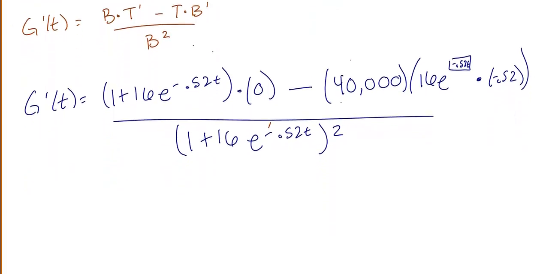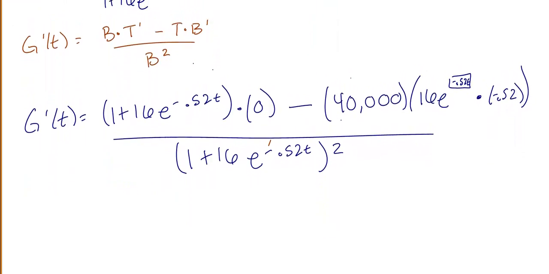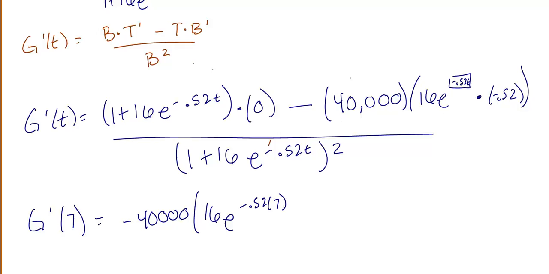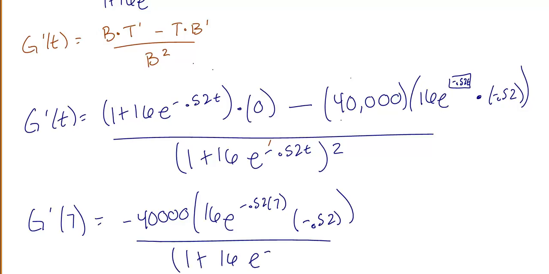At this point, I could simplify, but I'm not going to multiply out the squared bottom. That would take more time than it was worth. So I'm just going to plug in 7 and simplify with my calculator, since in the end I just want a numerical answer, not the actual derivative. So we're going to have negative 40,000 times 16 e to the negative 0.52 times 7 times negative 0.52, all over 1 plus 16 e to the negative 0.52 times 7, squared.